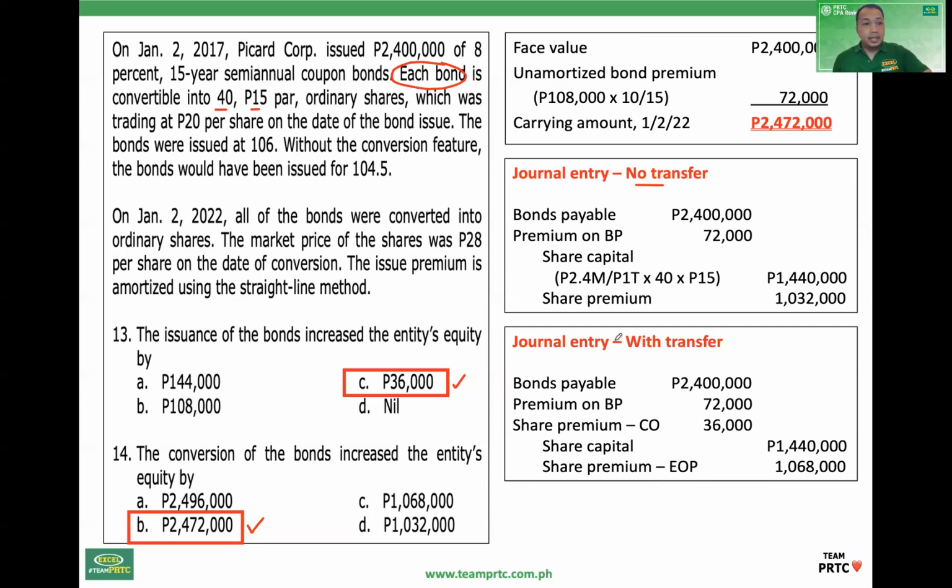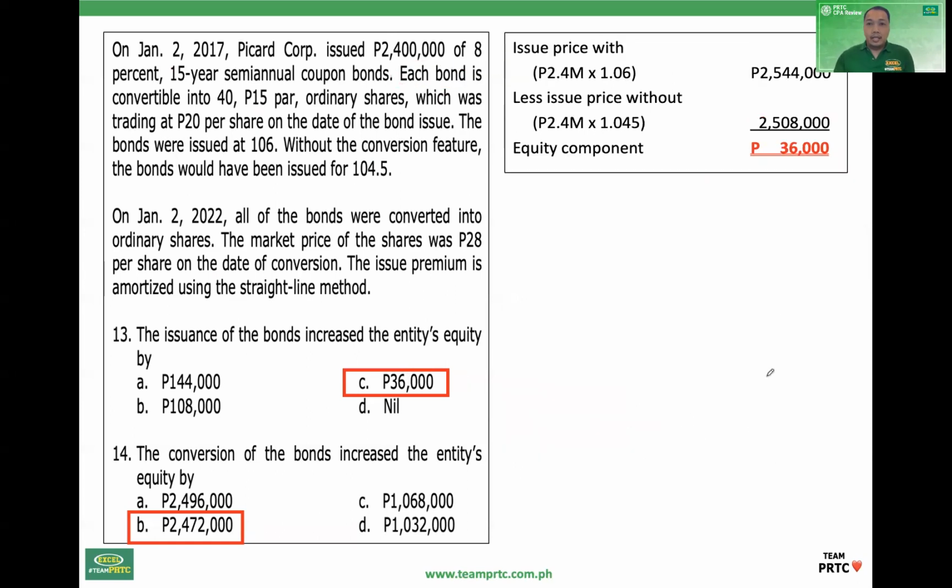What if it was not converted? If not converted after 15 years, the entity pays cash. How much? 2,400,000. So on the due date, if it was not converted, simply debit bonds payable, credit cash, 2,400,000. Now the question: what will happen to the conversion option if it was not converted at maturity? Let's add a note. Again, this is the equity component. The split was made at issuance. After 15 years, if not converted, what will happen to that?